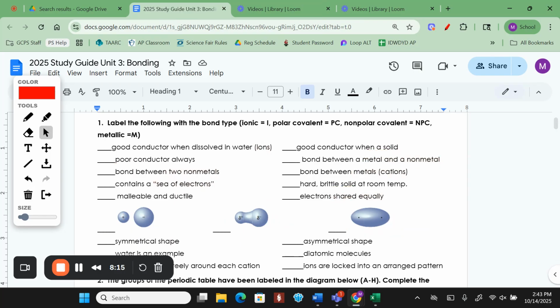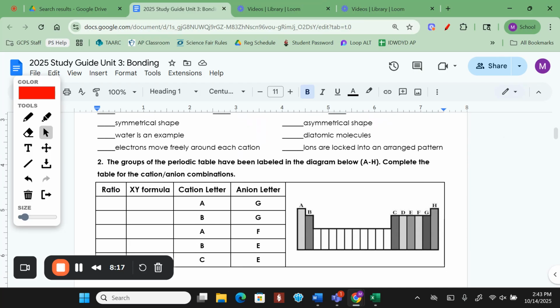Now let's go ahead and take care of the last few examples in this, starting with shape. If it has a symmetrical shape, remember this means mirror. This means even. Everything is the same. Then that's going to be an example of a nonpolar covalent. But if I have an asymmetrical shape, that means that everything is different. And so that's going to be a polar covalent.